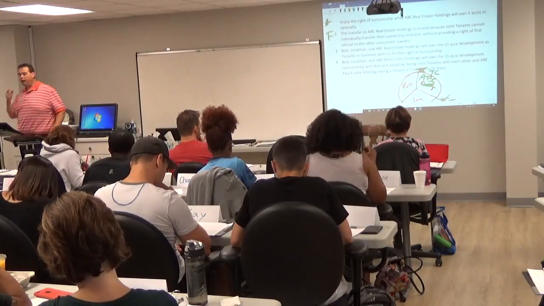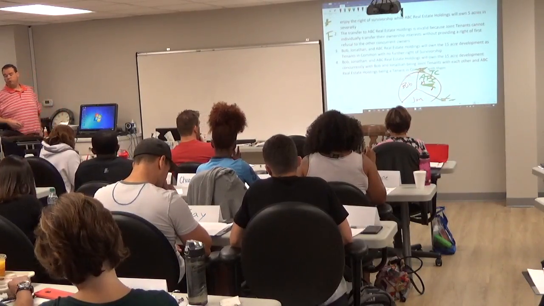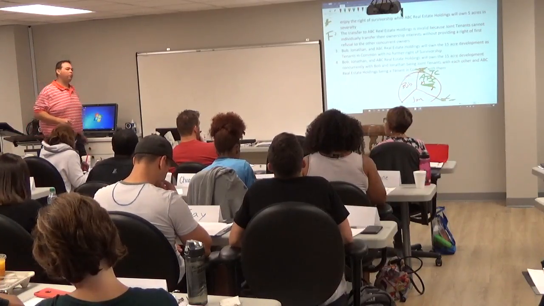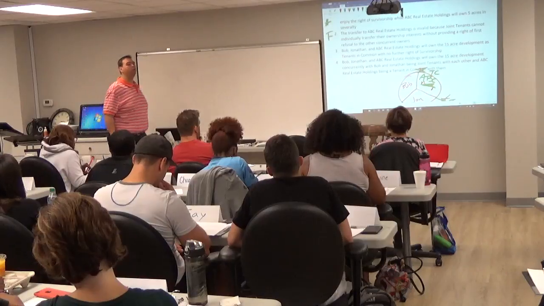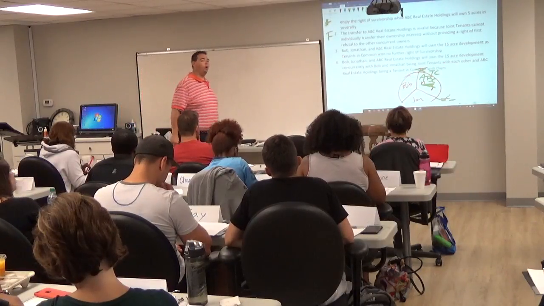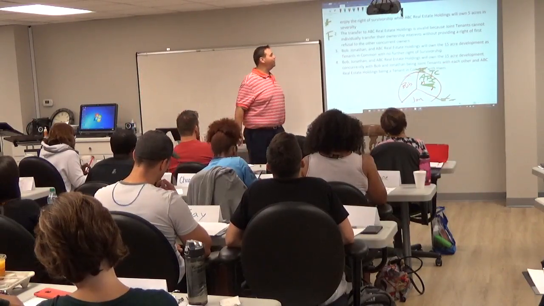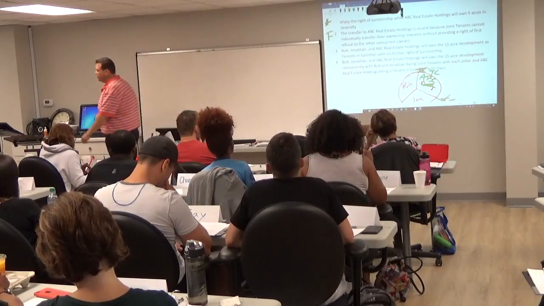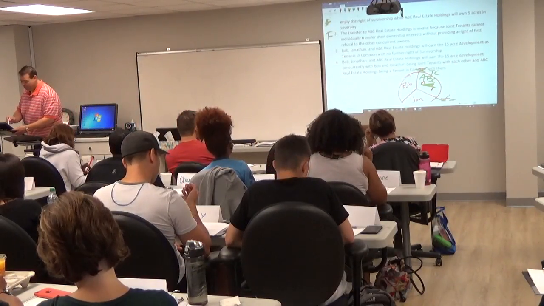Number 3, Bob, Jonathan, and ABC Real Estate Holdings will own the 15-acre development as tenants in common with no further right of survivorship. Well, that's the best one so far, but is there something wrong with it? Yes, because Bob and Jonathan are still what? Joint tenants, so we better hope number 4 is true.